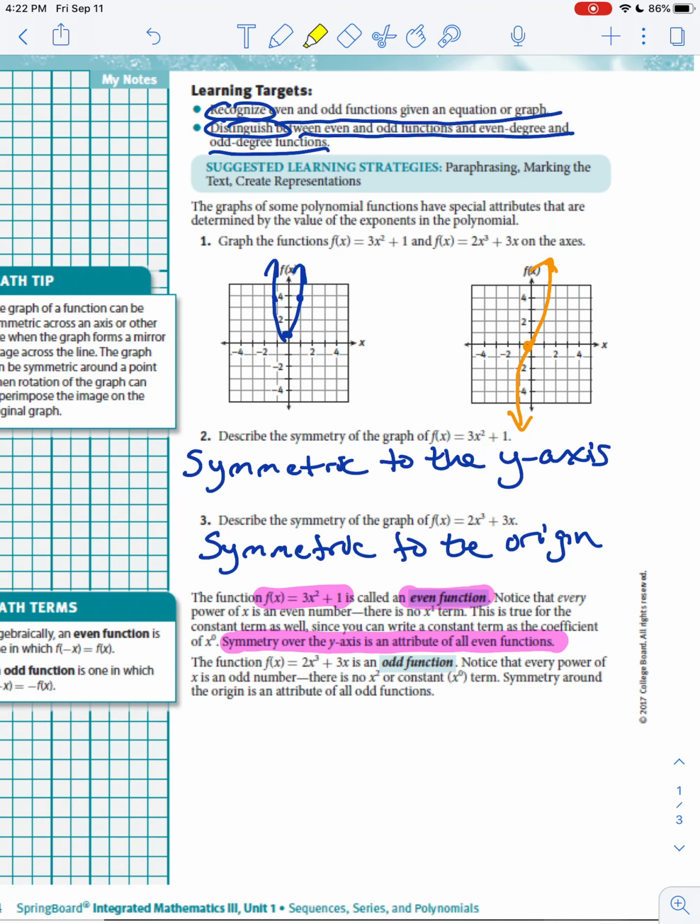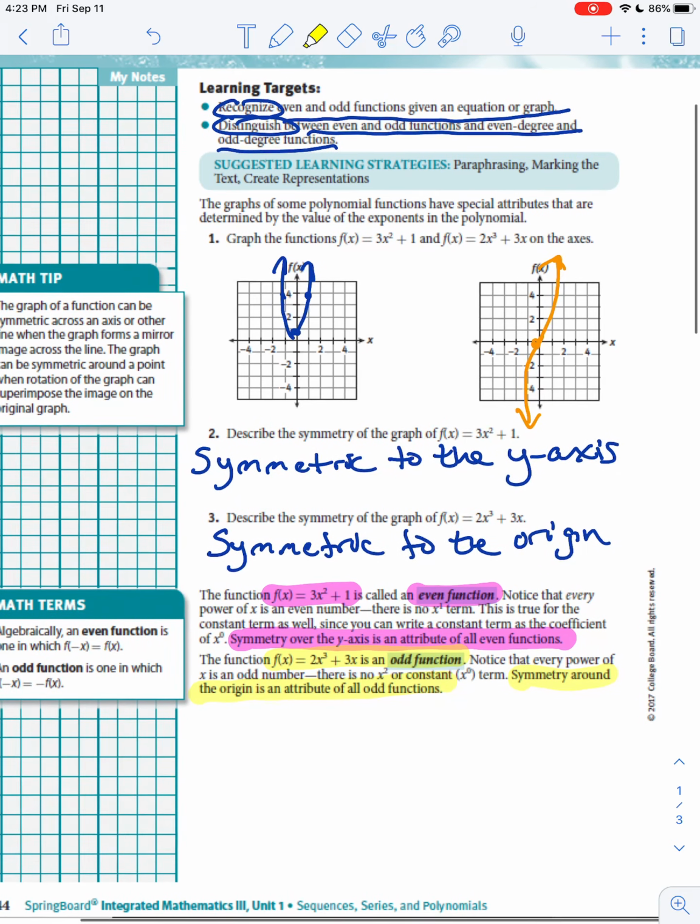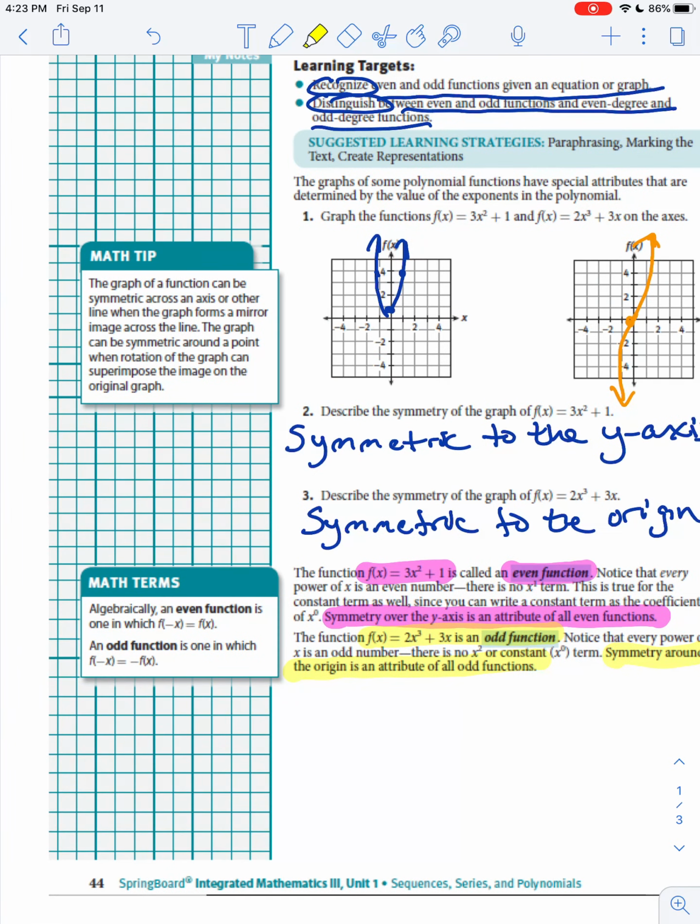Okay, and then the other function, the cubic, well, that we call an odd function. Okay? And notice every power in the function is odd. We have x to the third, x to the first, there's no x squared, there's no x to the 0, there's no constant term. So symmetry around the origin is an attribute of all odd functions.